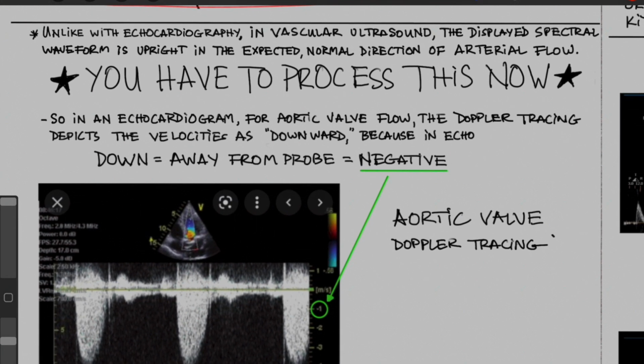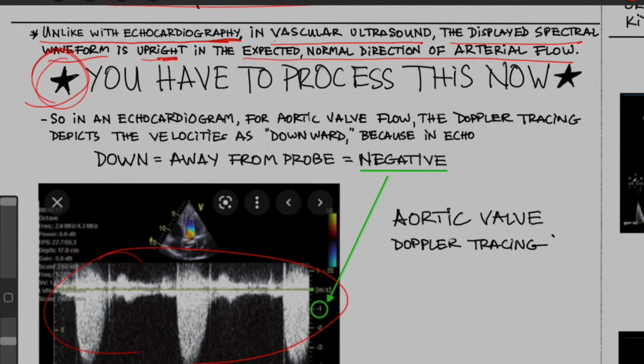This is an important difference between vascular ultrasound and echocardiography, because unlike in echocardiography, in vascular ultrasound, the displayed spectral waveform, this guy, is upright in the expected normal direction of arterial flow. I'm sure that sounds like a lot of blah, blah, blah, but you actually have to understand this.